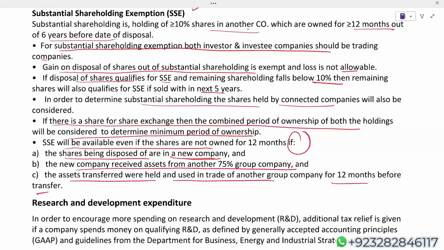Number one, the shares being disposed are in a new company. And how did the new company get assets? New company has got assets from another group member. And that group member who has actually transferred the asset, the assets transferred were held and used in the trade of another group company for at least how many months? 12 months before transfer.